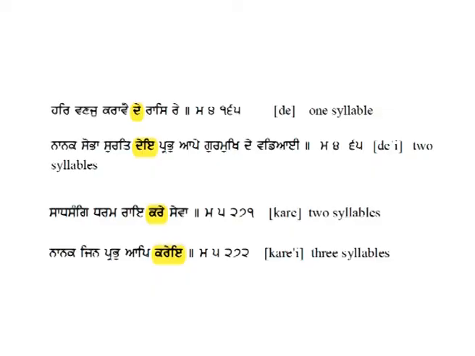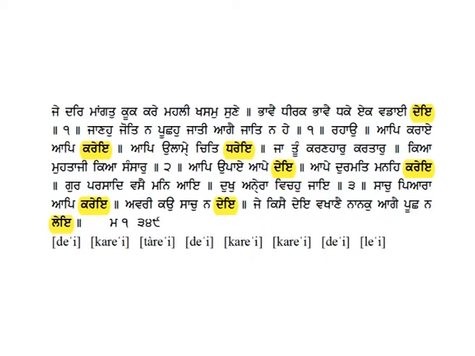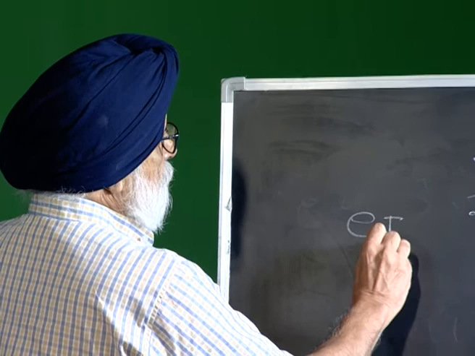So you have de in this short shabad written by Guru Nanak. So it is 15th, 16th century at the most. You have de, kre, tre, de, kre, kre, de, le. This you have to pronounce as de. You cannot just say de, because why is e added? This is the combination of two vowels. It is a combination of two vowels.